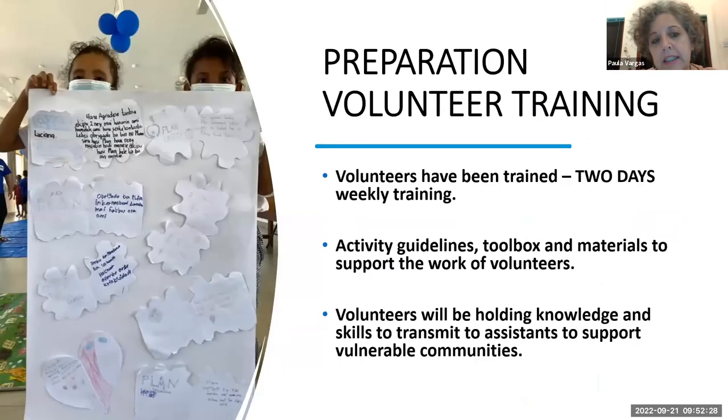One of our key activities is the capacity building among the volunteers and among the community. With the participation of the community leaders, first of all, we identify the volunteers and train them on a weekly basis. Then we develop and contextualize a tool and guidelines to support the volunteers' work and deliver the activities with parents and children. The volunteers will hold the knowledge and skills to transmit to other volunteers and continue to support the communities.